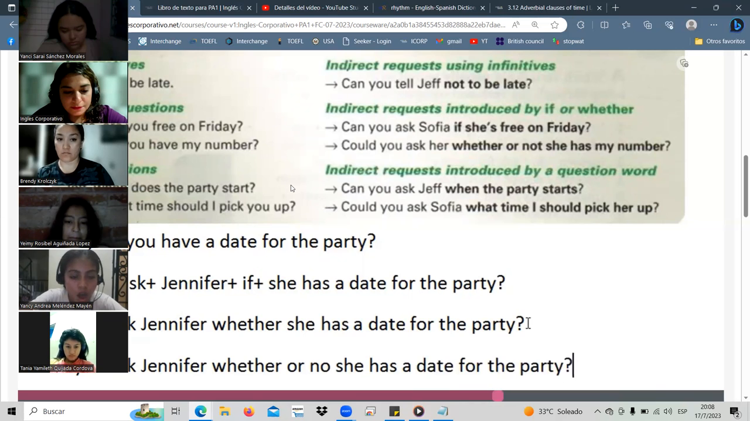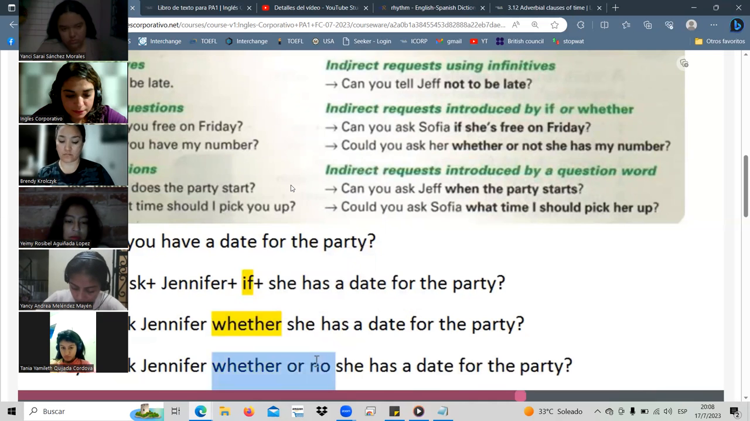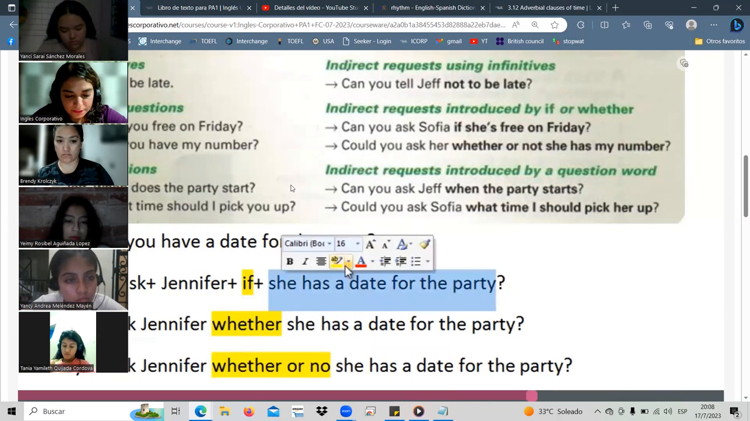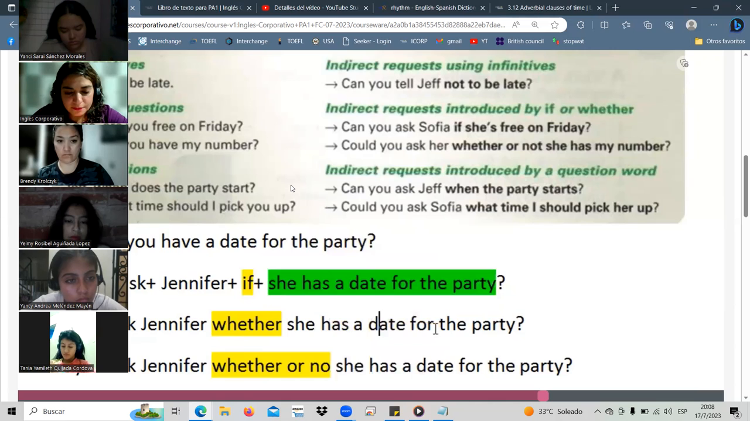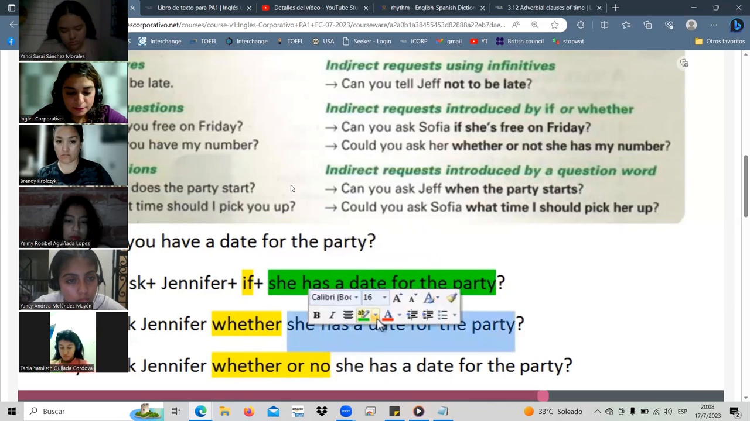Okay. So in the first one we use if, on the second one we use just the word whether, and then we use whether or not. And then the message did not change. So I'm going to go ahead and color that in green just so that you can see that it did not change. Right? There we go.